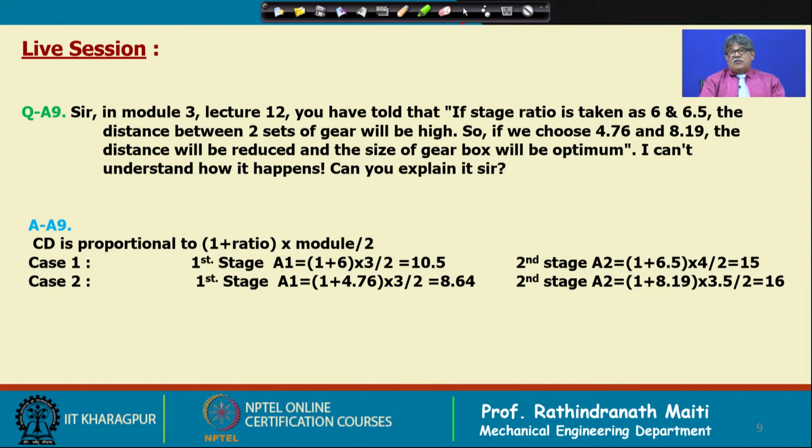If I have used the word optimum, I am excused. For optimum you have to go to an optimization tool and you will find it. But take this example, 6 and 6.5. So, whether it is 6 into 6.5 or 4.76 into 8.19, the first stage module will be the same. So, again if you would like to calculate the center distance roughly, you can compare like this, because the transmission ratio is 6 means a pinion has some teeth number and on the gear it is 6 times more.